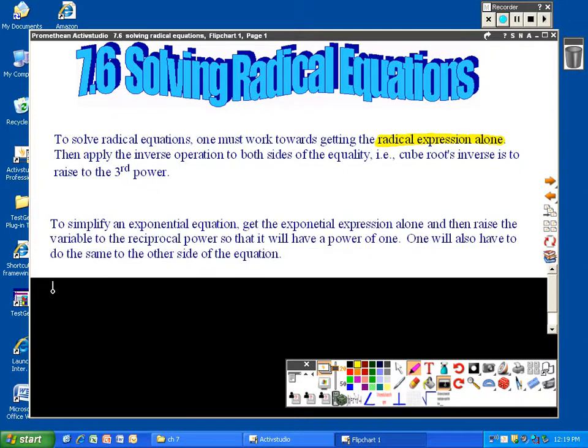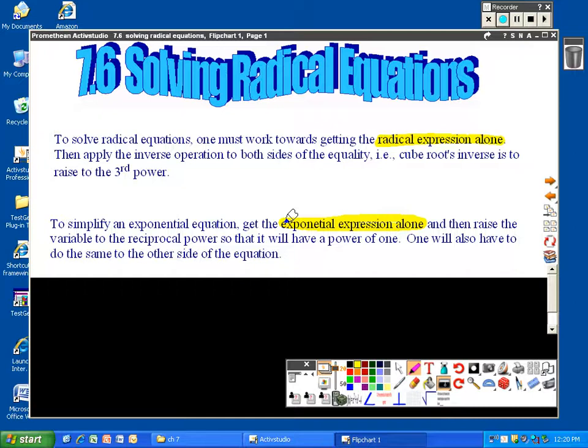Likewise, if my equation is written in exponential form, I want to get the exponential expression alone. And then raise that variable to the reciprocal power, so it will have a power of 1, and then it will read x equals. And what I do to one side of the equation, I must always remember to do to the other side to keep equality.